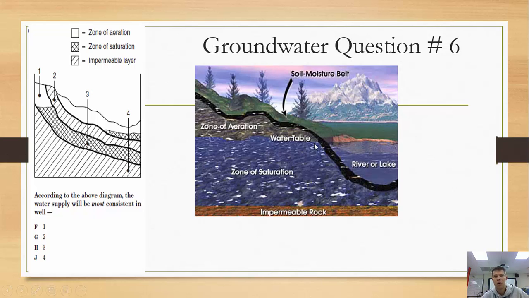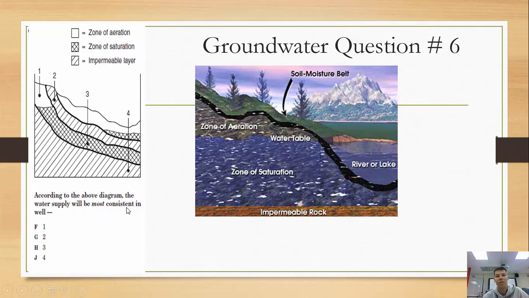This diagram shows you a few things. First, this is the water table. That's the level in which you would dig down into the ground to reach water. Above the water table, where there's no water, we call this the zone of aeration. And below the water table, where the ground is fully submerged and saturated in water, we call this the zone of saturation. In order for a well to be effective, you have to have the well drilled somewhat deep into the zone of saturation.